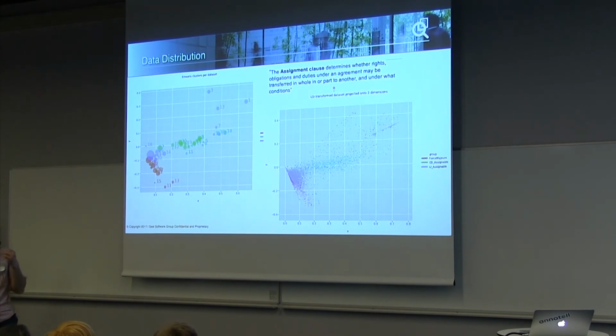Now, assignment. We thought that in our data set we had a very good distribution of the assignment clauses, so we were pretty sure we had a very good model. Now we come to a new customer, and the first thing is our models just crashed totally. They're just wrong. What's going on here?